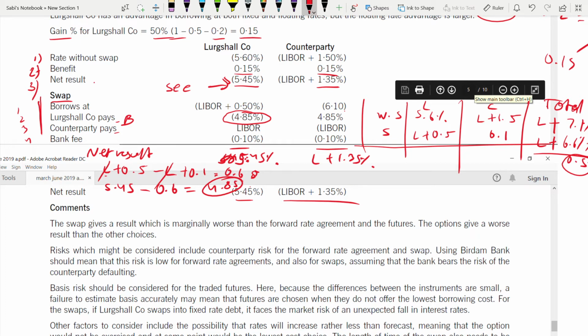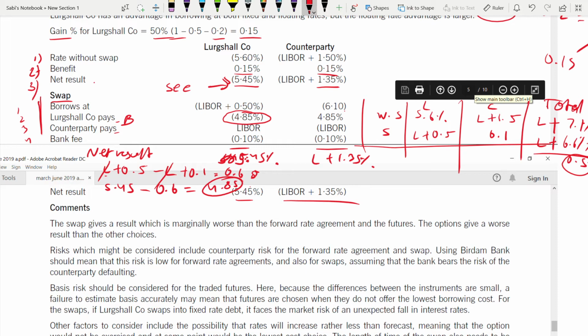Now there's a way of checking whether your swap arrangement is correct or not. You do your calculation and you have to get that net result. That means for Lakshya company at the end, after doing addition and subtraction, you have to get 5.45%. For counterparty, you have to get LIBOR plus 1.35%. Shall we check this? Because we are done with the swap. Now we just have to comment on that.